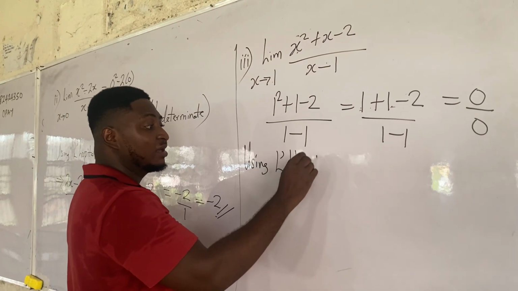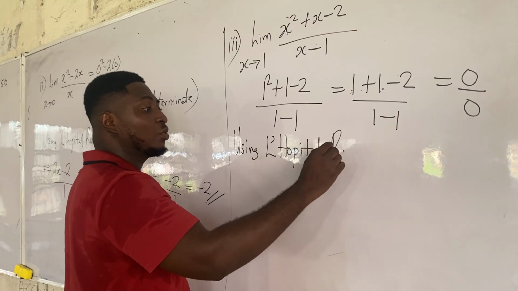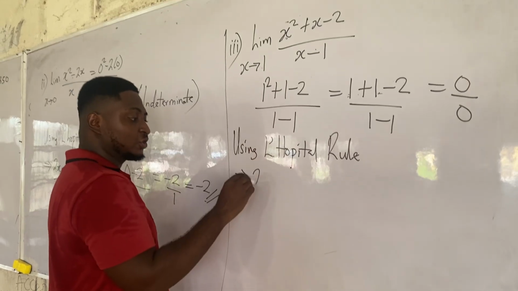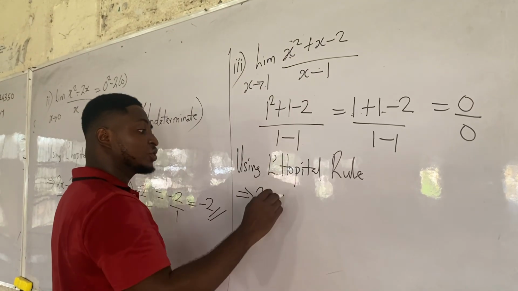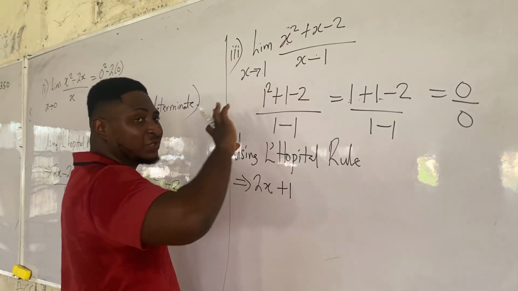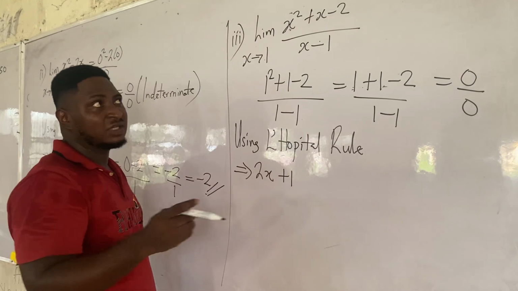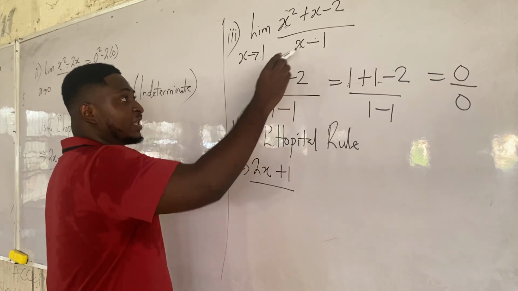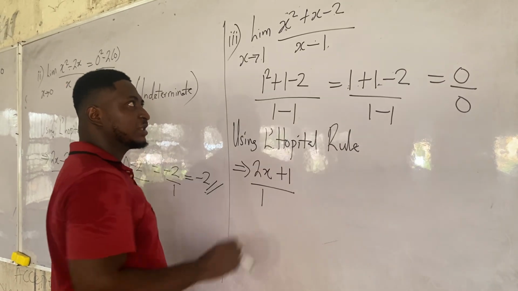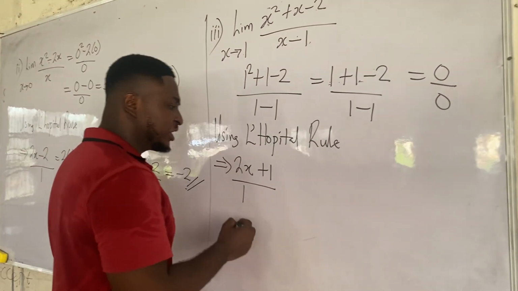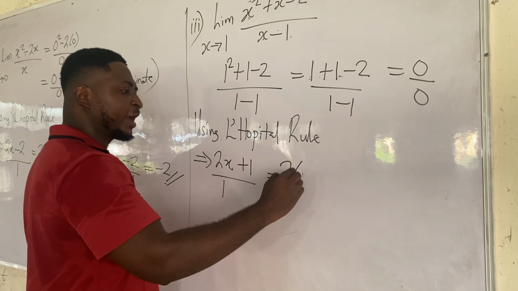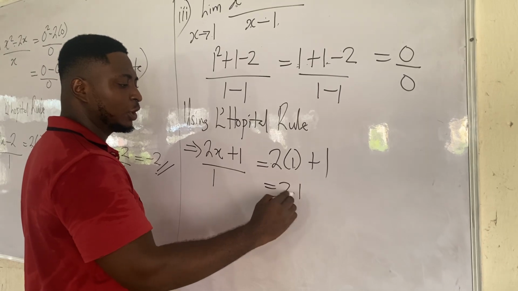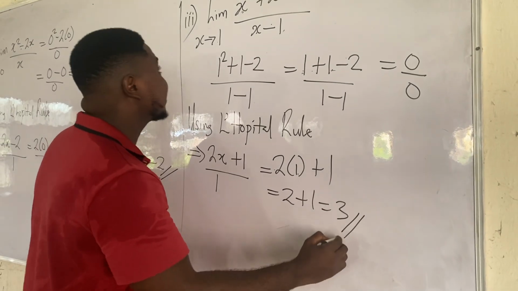Differentiating x squared gives us 2x. Differentiation of x gives us 1. Minus 2 is a constant, so it disappears. Recall, the differentiation of a constant causes the constant to no longer exist. All over, differentiate x, you have 1. Minus 1 also disappears. After differentiating, replace x with 1. 2 into bracket 1 is 2, plus 1. 2 plus 1 is 3. Class, this is the final answer.